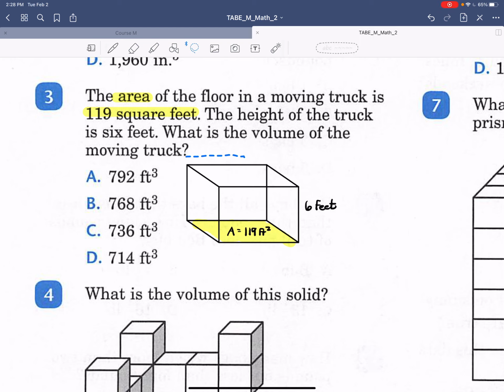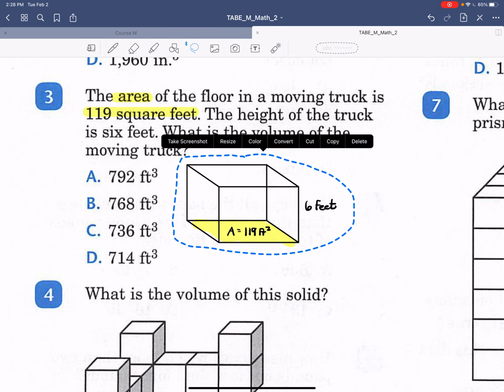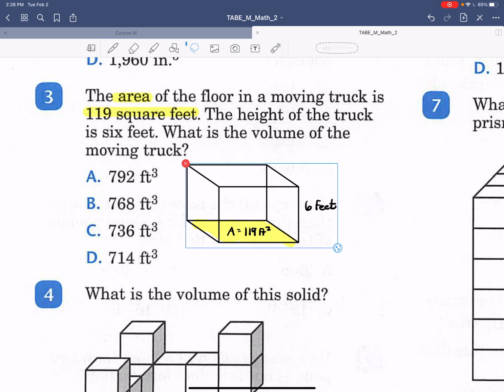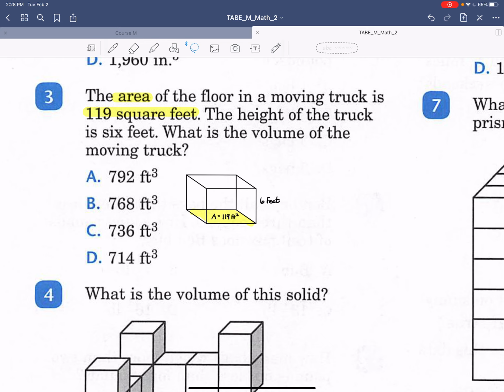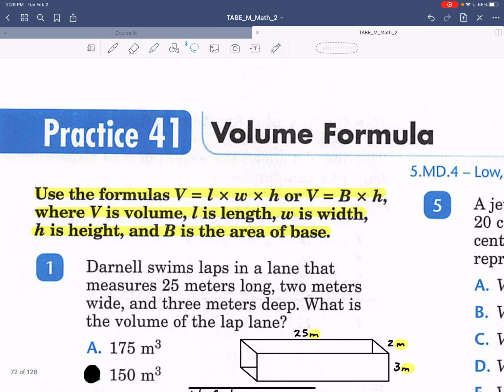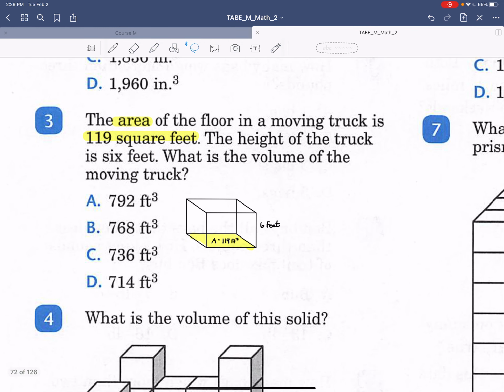So what this means to me is that I need a different formula. They've already done the length times width part. So the formula that we need is actually this one up here: V equals B times H. When I was in school, we didn't use this, so I'm having to get used to it. V equals B times H. B is the yellow part. It's the base area that they're talking about.